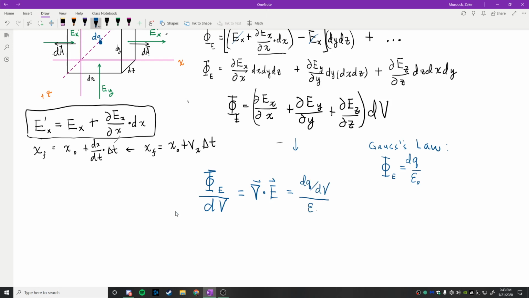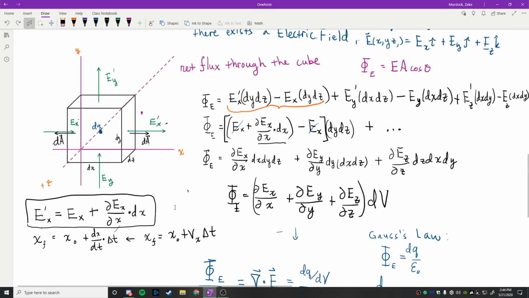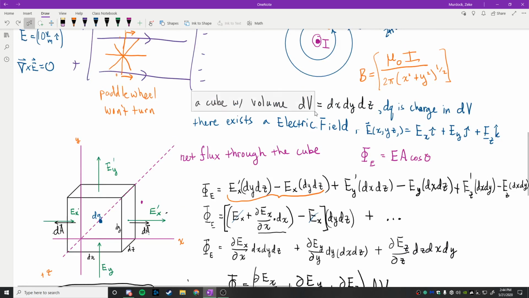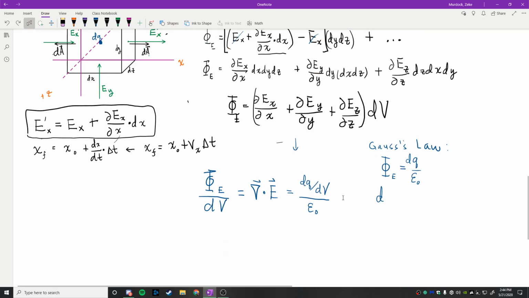But then we recognize that we've been doing these things in this class quite a bit. Maybe you can tell me, what would dq over dV represent? If you keep in mind what we said these things are, a cube with volume dV, dq is the total charge inside dV, so what would dq divided by dV represent then?